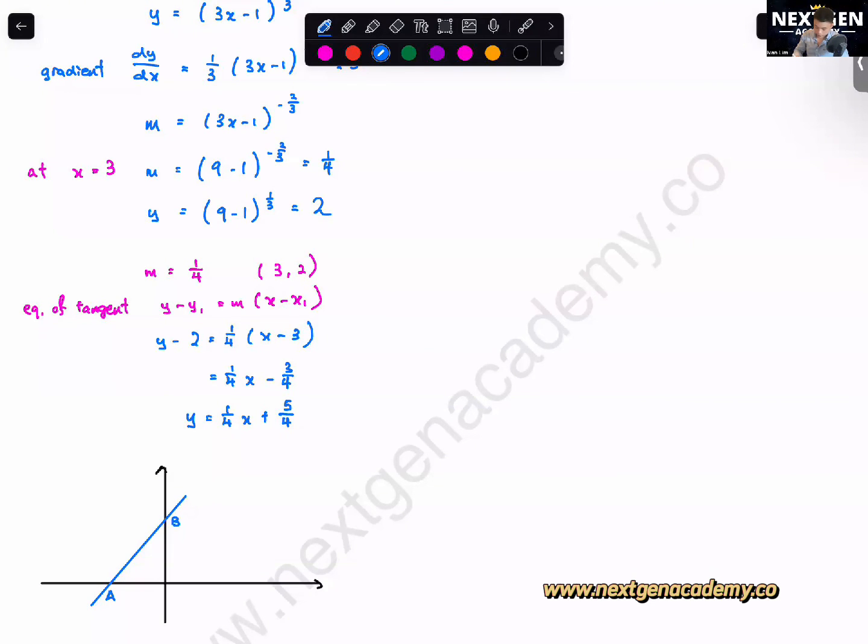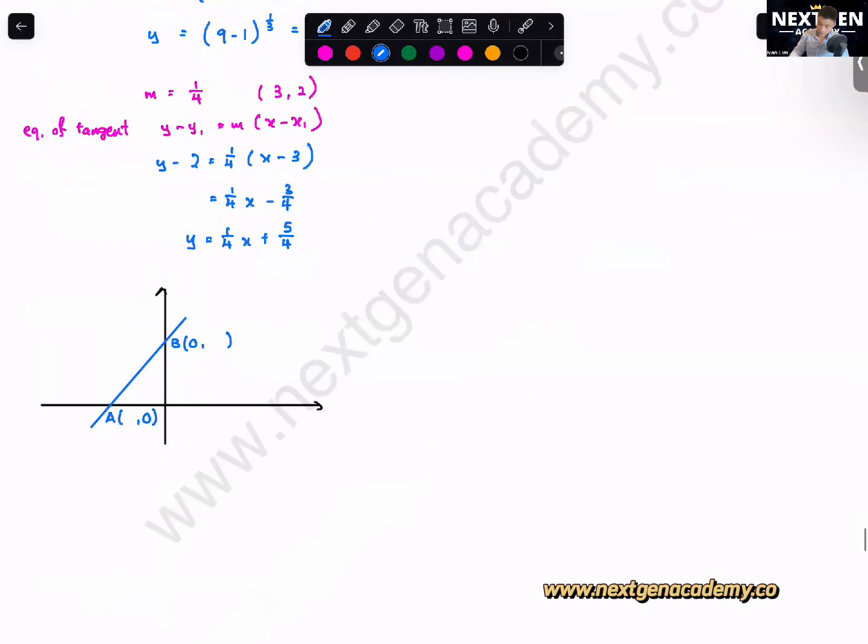What do we know about point A? Your y is 0. What do we know about point B? Your x is 0. So I want you to find the y-intercept and the x-intercept. Let's do the y-intercept first. For the y-intercept, x equals 0. Let's substitute into the equation: y equals 1 over 4 times 0 plus 5 over 4, which is 5 over 4.